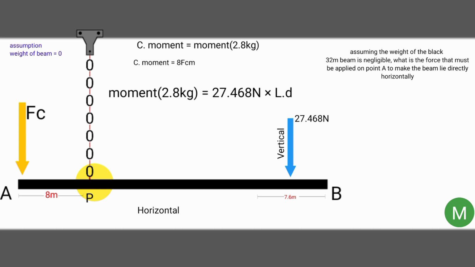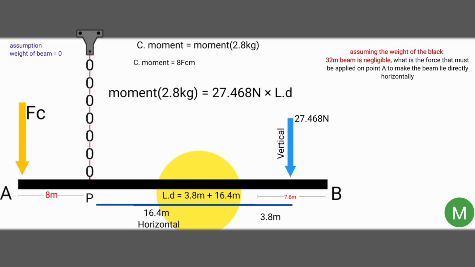So what is the length of the beam? We don't know. But recall here, the whole beam is 32 meters in length. So since from this point to this point is 8 meters and from here to here is 7.6 meters, that means from this point to this point is 32 meters minus 8 meters minus 7.6 meters, which is 16.4 meters. Now from this force to this point is half of 7.6 meters because it's acting at the center of 7.6 meters. 1 over 2 times 7.6 meters is 3.8 meters. Now perpendicular distance is 3.8 meters plus 16.4 meters, which is 20.2 meters.